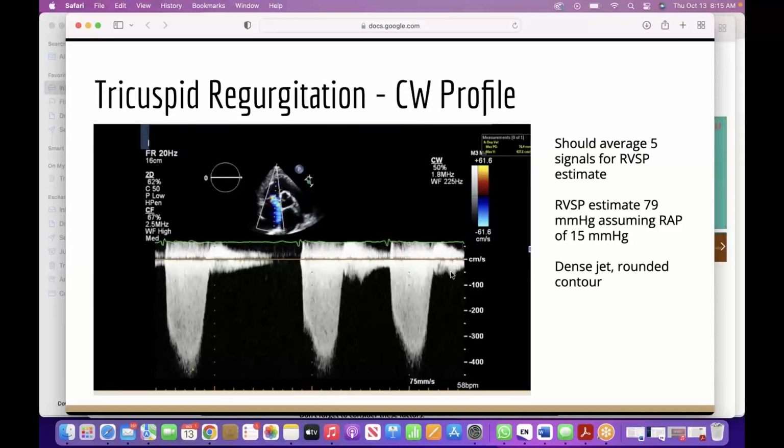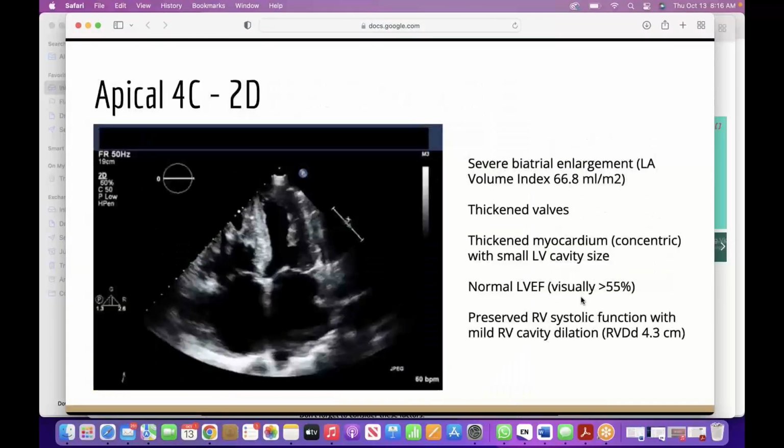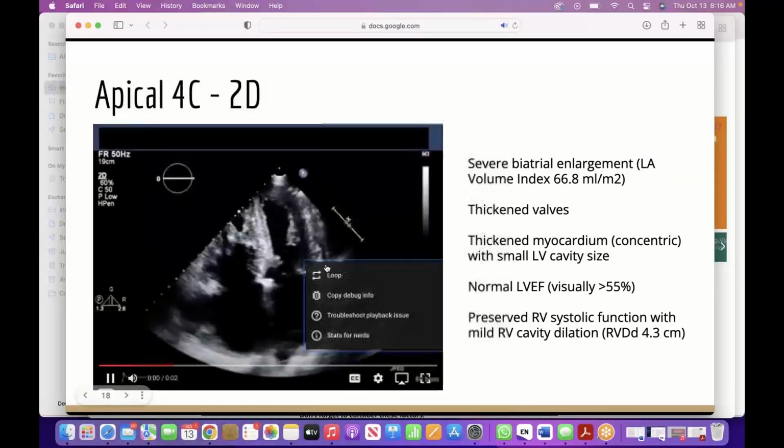The CW of the tricuspid regurgitation showed a peak velocity of around 4.4 meters per second, which corresponded to an RVSP estimate of just around 80 millimeters of mercury, within the severe range for pulmonary hypertension. The dense round jet, in this case, supports a moderate severity for the tricuspid regurgitation as well. Mind you, this patient was in atrial fibrillation, so ideally you'd want to sample multiple jets.